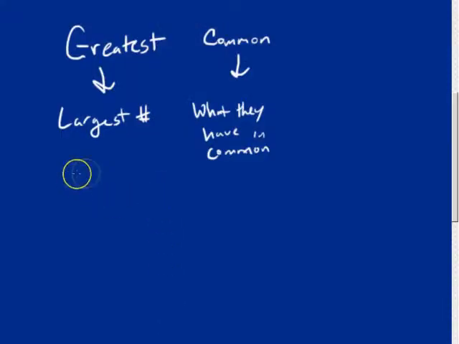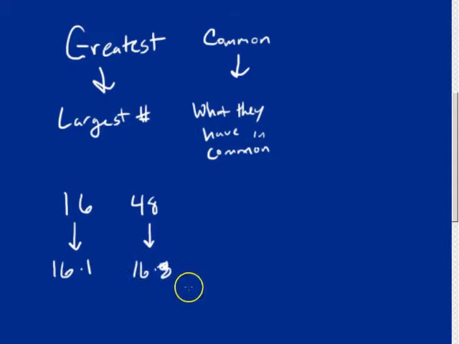For example, 16 and 48 can both be divided by 2. They're both even numbers. But are there numbers larger than 2 that can also be divided into them? Well, we could do several different numbers, but the one that stands out the most is 16. Because 16 goes into 16 one time, 16 times 1, and 16 goes into 48 three times, 16 times 3. So in this case, your answer would be 16 as your greatest common factor.